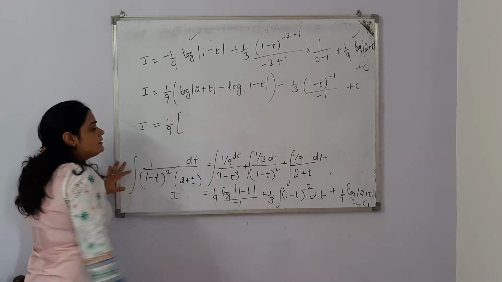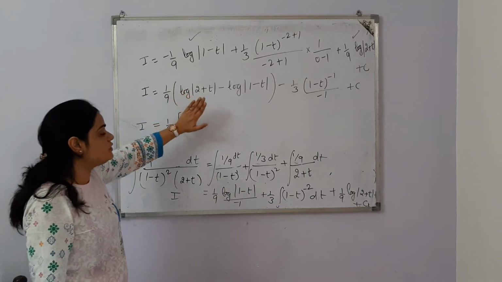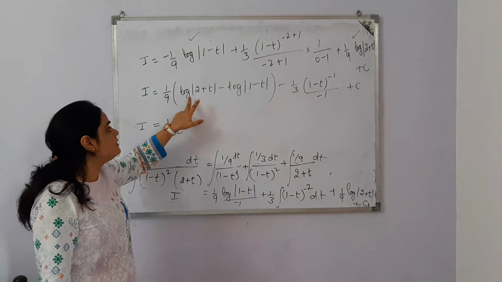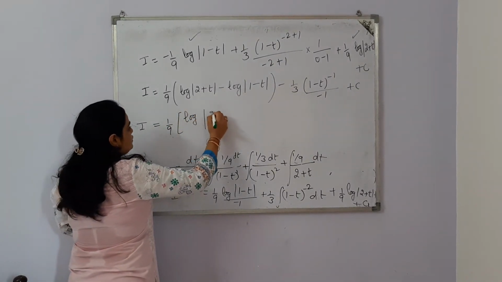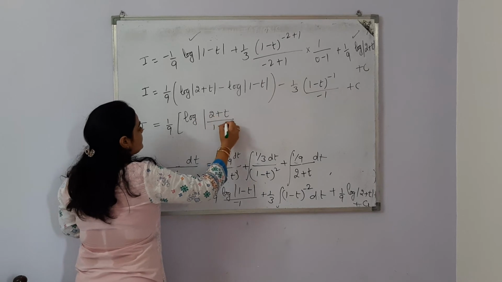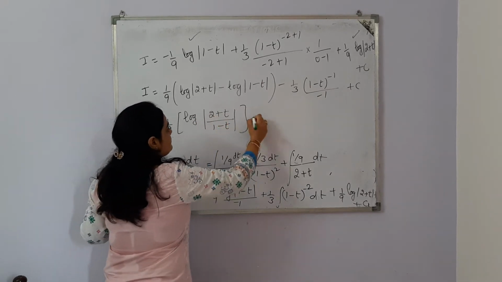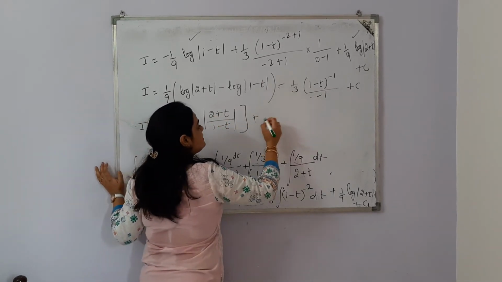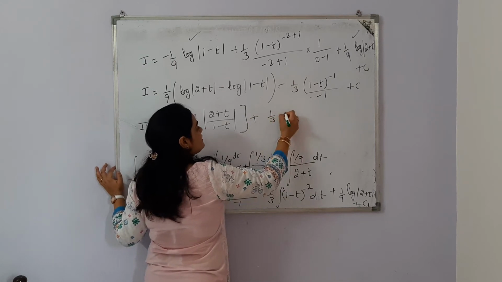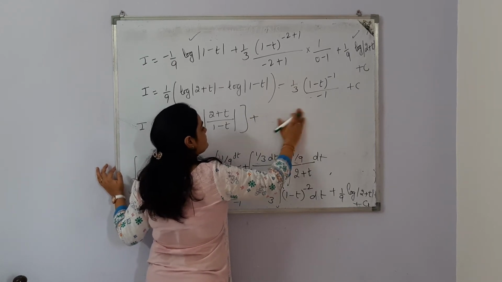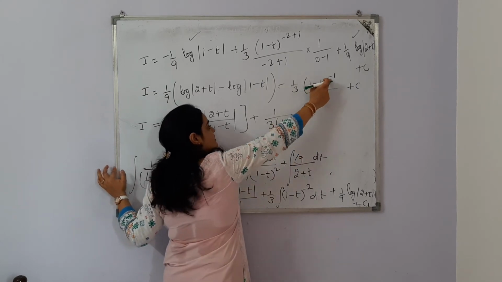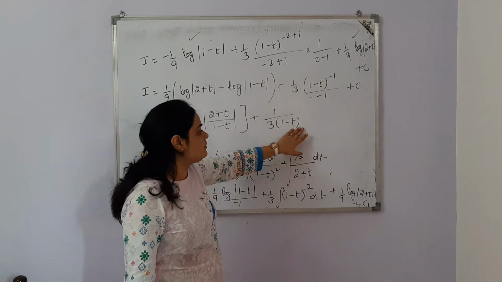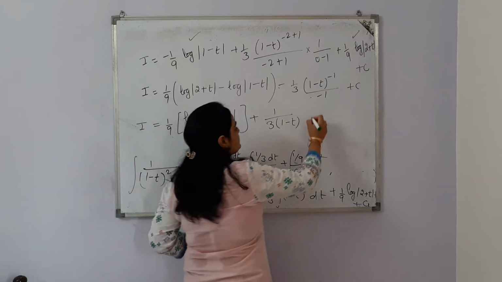So here the law log m minus log n, which is log m by n, is applicable. 2 plus t whole upon 1 minus t, plus 1 by 3 into 1 minus t, because here minus 1 is the power, and when it goes to the denominator the power will become positive, plus c.